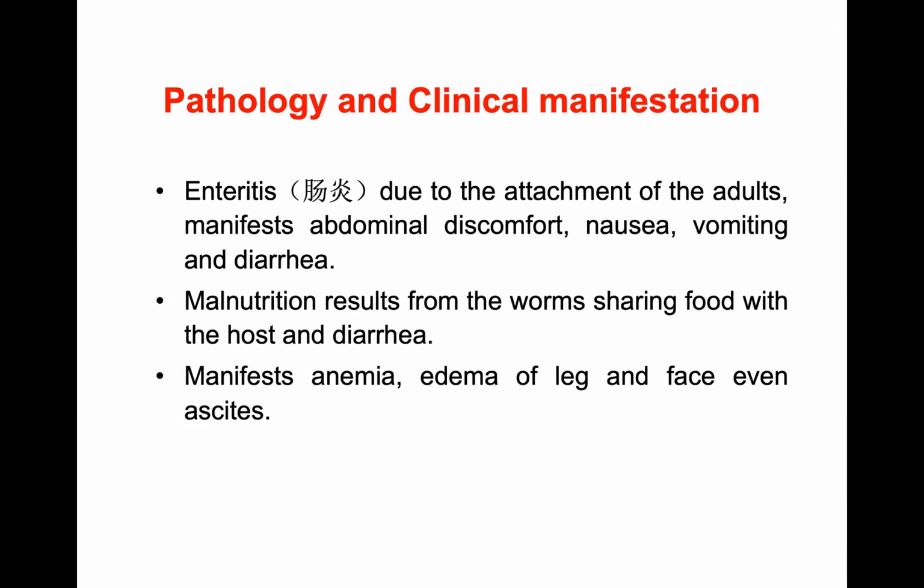So the pathology and clinical manifestations. They can cause enteritis, and because of the attachment of the adults, it manifests as abdominal discomfort, nausea, vomiting, and diarrhea. Malnutrition can sometimes happen because the worms are sharing food with the host, and then there's a chance of getting anemia, edema of the leg and face, even ascites.